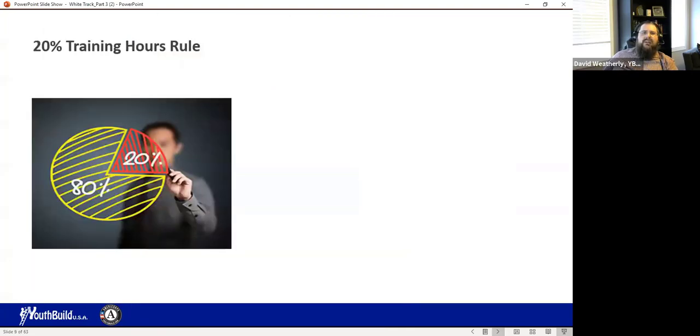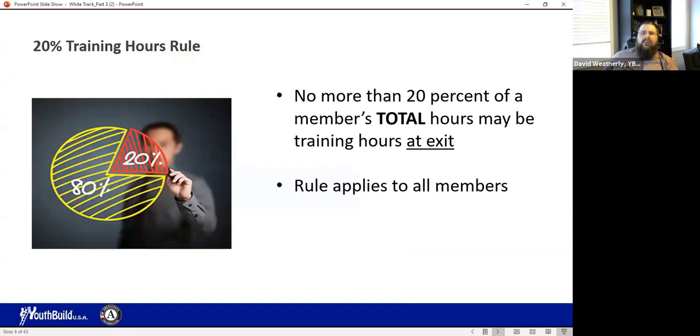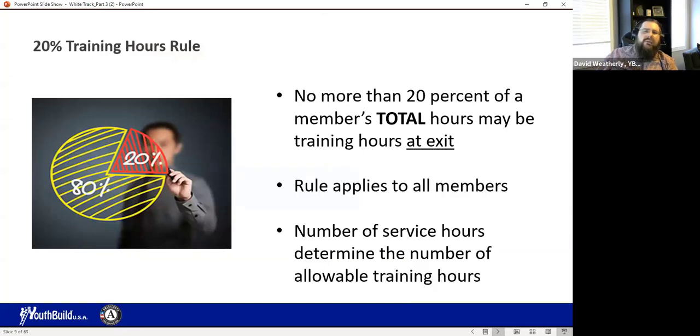So let's talk through the 20% training hour rule. No more than 20% of a member's total hours can be training hours at exit. The at exit is an important part. You can fluctuate a little bit during the service term, but when they exit, it's really important. This rule applies to all members, your part-time members, your full-time members, everybody. And the number of service hours really determines the allowable training hours. It's a ratio. So the more service hours you have, the more training hours are allowable.